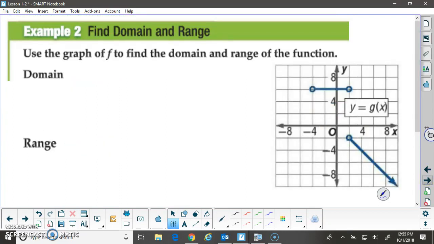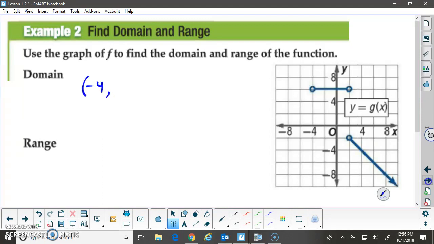Next graph, same type of problem, determine the domain. Now this graph is broken apart, so this one gets done a little bit differently. But as far as the domain goes, there is a furthest point to the left. It almost reaches negative 4, but not quite. That's why I put a parenthesis on the negative 4.